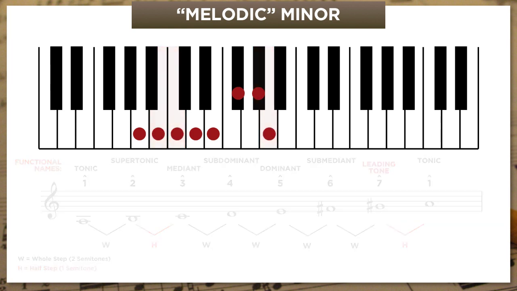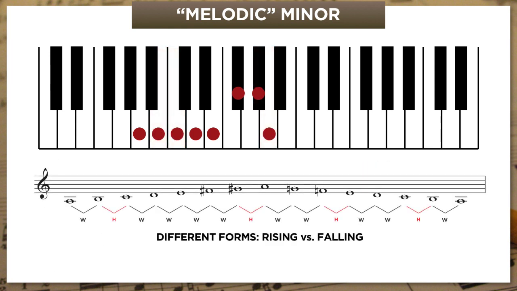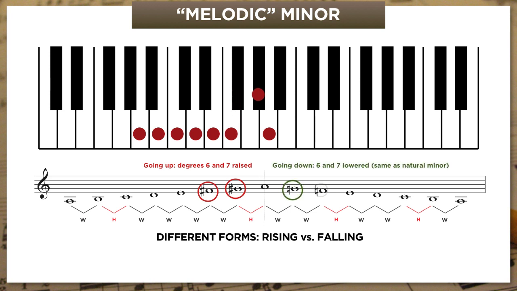However, somewhere along the line, somebody decided that it would be really cool to have a single scale that contained both versions of scale degree 6 and scale degree 7. So they decided that melodic minor would actually be different going up and down. When we go up the scale, degrees 6 and 7 are raised, and when we go back down, they're lowered. And we see this pattern in real music all the time.